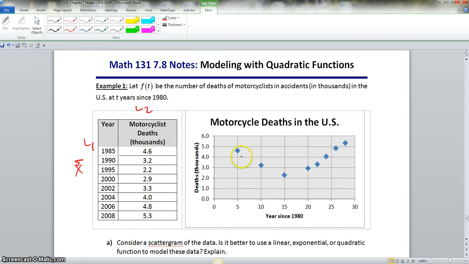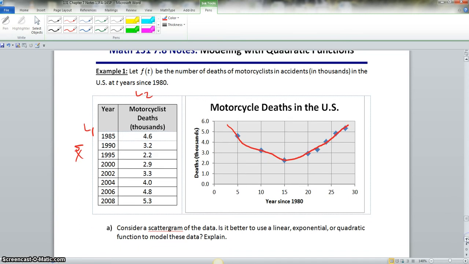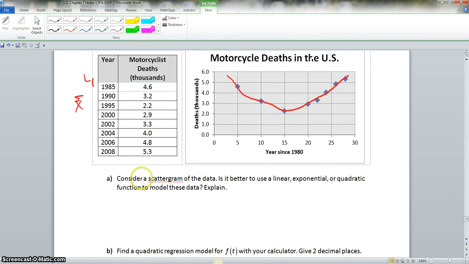Now, we have this graph here, which if you notice, almost looks like a parabola. So we know that this is actually a quadratic formula. It says, consider a scattergram of the data. Is it better to use a linear, exponential, or quadratic function to model these data? So we know it's a quadratic function. So we'll put quadratic.